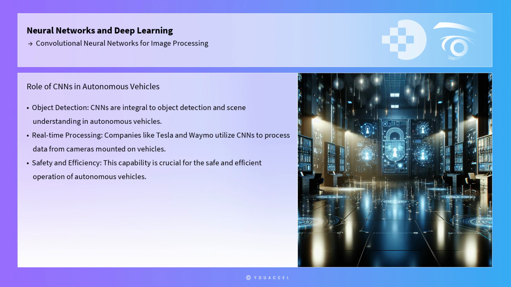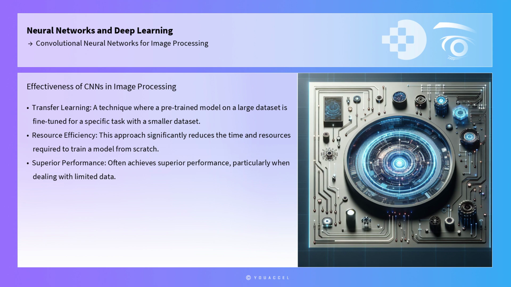modern transportation. The effectiveness of CNNs in image processing is further amplified by transfer learning, a technique where a pre-trained model on a large dataset is fine-tuned for a specific task with a smaller dataset. This approach significantly reduces the time and resources required to train a model from scratch while often achieving superior performance. Transfer learning is particularly beneficial when dealing with limited data, as it leverages the knowledge captured in models trained on extensive datasets like ImageNet.